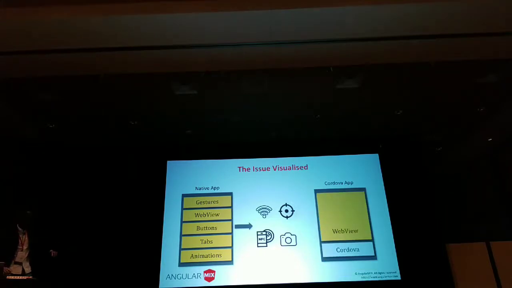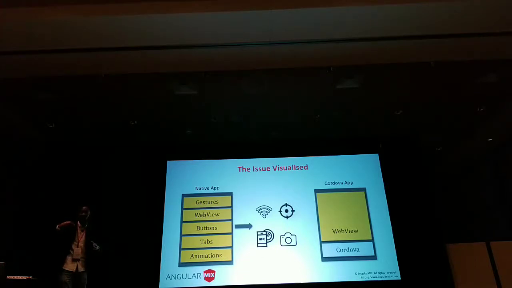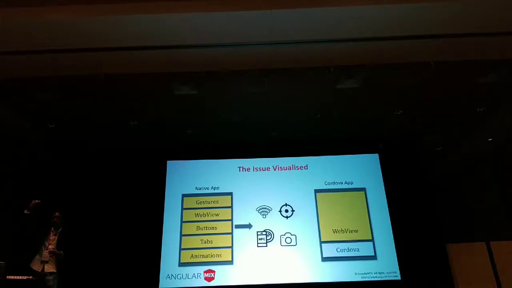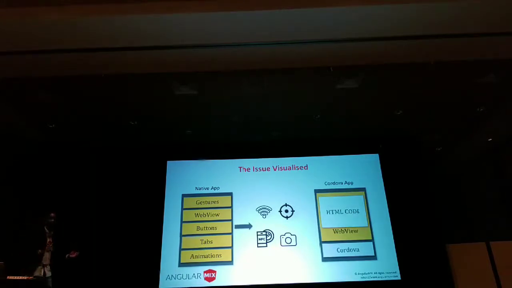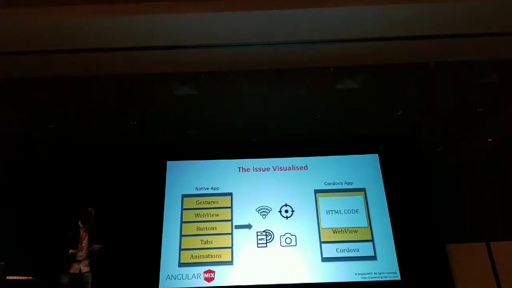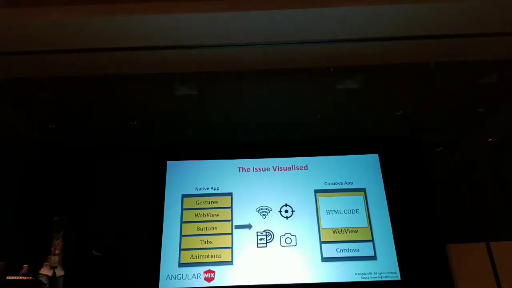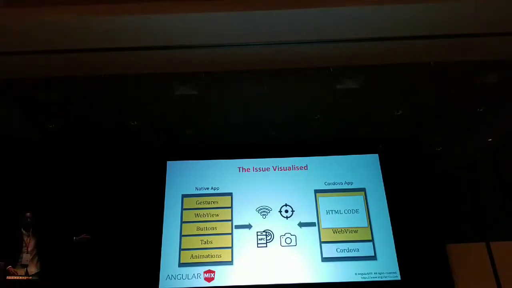On top of Cordova, you have the web view. The web view is a native component that serves web content. When you click a link on Twitter, what happens? A web content shows up, something pops up inside Twitter. That is a web view. And inside the web view, you write your HTML, very ridiculous HTML code. And that is how you create what you call a hybrid application.